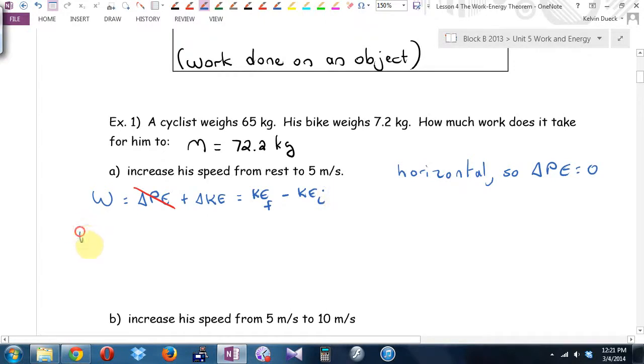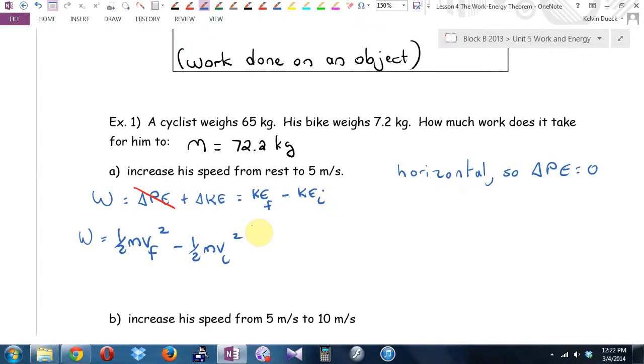This is going to be a half mv final squared minus a half mv initial squared. Do I know the mass? Yep. Do I know v final? Yep. Do I know v initial? Yep. By the way, does the mass cancel here? Is there a mass in everything? Careful. No, not in work.